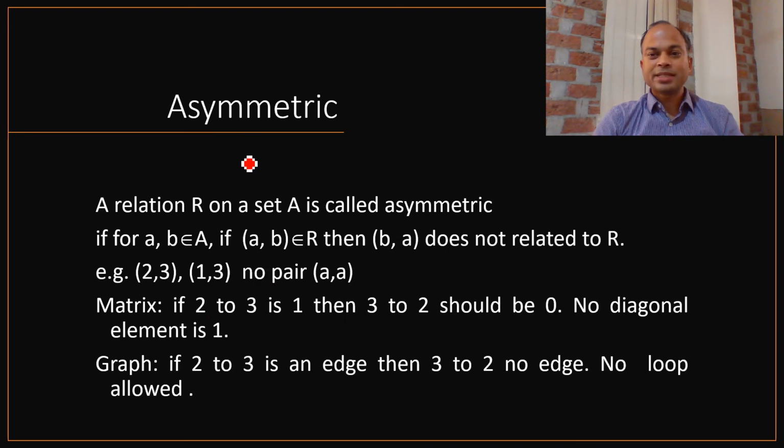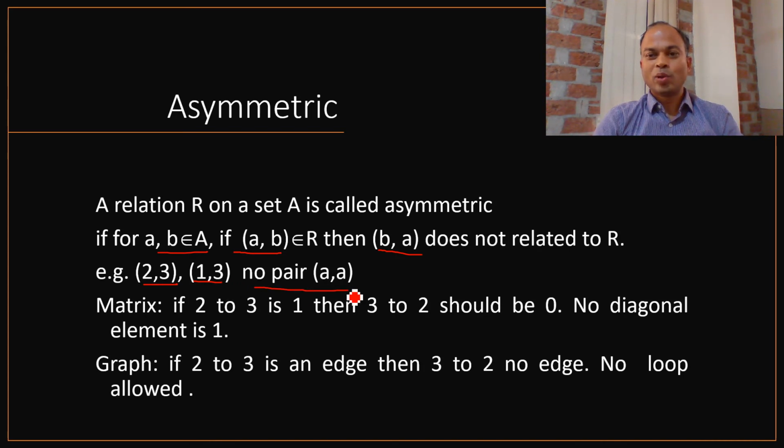If we talk about the next property, this is called the asymmetric property. In the asymmetric property, if A is related to B, then B should not be related to A. In any case, this property is called the asymmetric property. I mean, if we have the 2, 3 pair, then there should be no 3, 2 pair. Here we have the 1, 3 pair. There should be no 3, 1 pair.